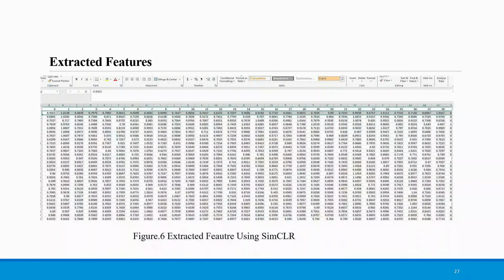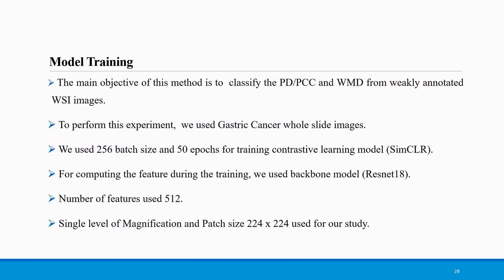Here you can see these are the features which we extract by using SimCLR. We use 512 features. Here are just 128 features and the details of the whole slide images.